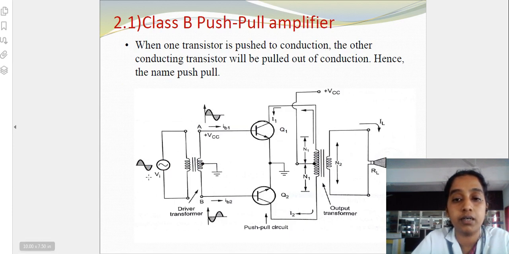So see the construction. We have two transistors, Q1 and Q2, and when one transistor is on, the other transistor is off, and when the other transistor is on, Q1 is off. But both have the same characteristics. So one transistor is pushed to conduction while the other is pulled out of conduction, which is cutoff. Hence we call it push-pull.